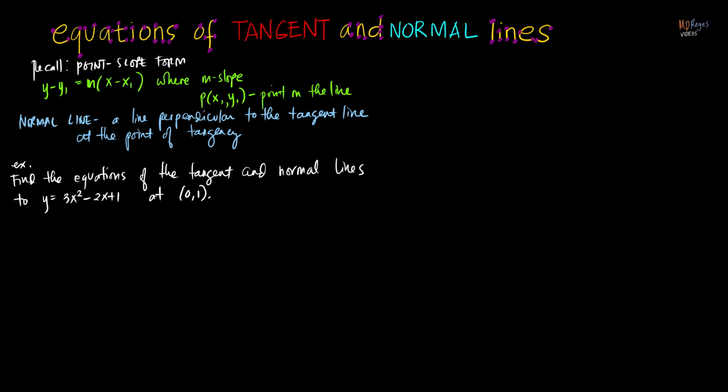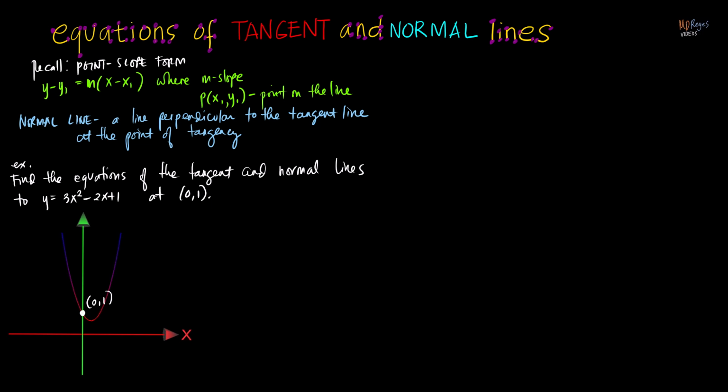Now, what do we need to find? Graphically, what will we have if we draw this? We'll have a parabola opening upward. So this is the graph of the given function. Now the point of tangency is here. This is the point with coordinates (0, 1).